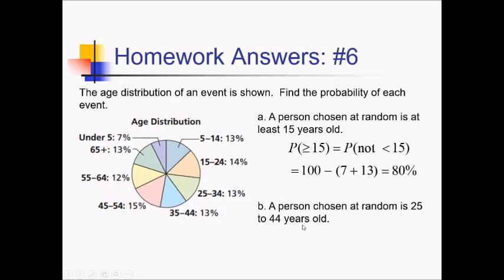Now, our other part of this: a person chosen at random is 25 to 44 years old. We have to add 25 to 34, which is 13%, to this other category of 35 to 44, which is another 13%. So that's a grand total of 26% that fall in that age group, which gives us the probability of picking one of those people.